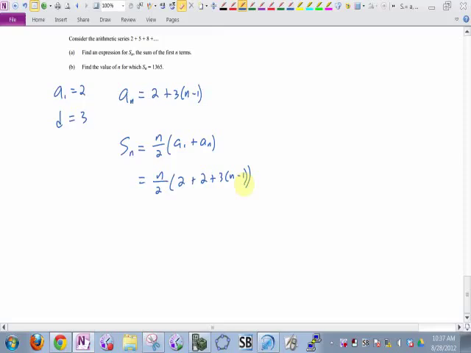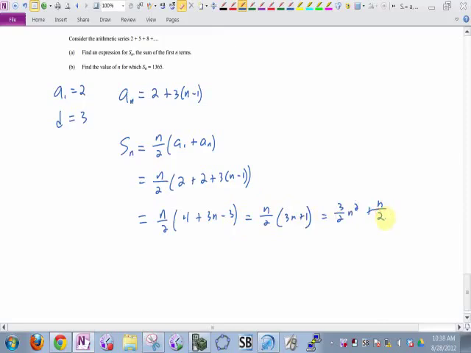Now, you might need to use this formula in the next step of the problem, so it might make the problem easier if you simplify this down. So I would go ahead and do that personally. You have n halves times 3n plus 1. So I'd probably call this 3 halves n squared plus n halves.